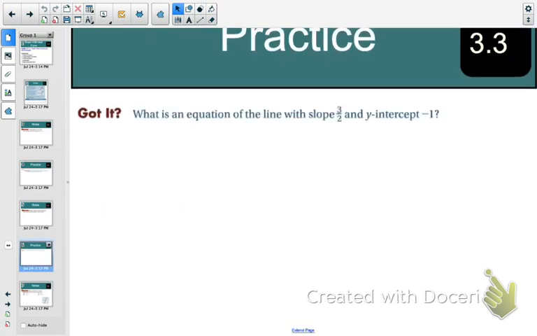You go ahead and try this one, write the equation, and then I will do it as well, and we'll compare our answers. Pause this in 3, 2, 1, pause.